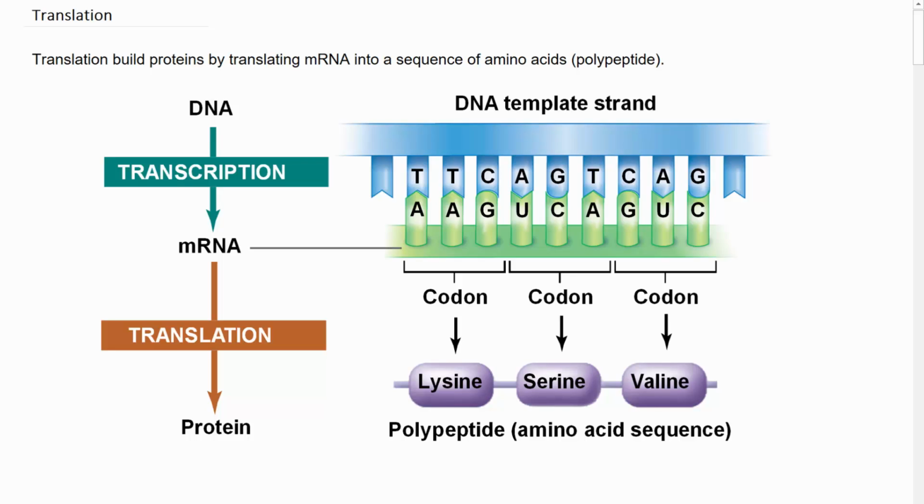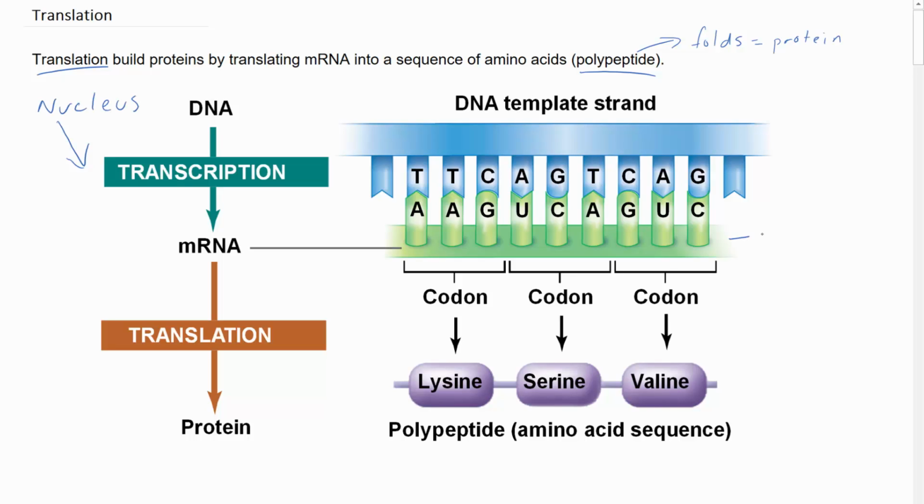The second major stage of protein synthesis is called translation, and translation builds proteins by translating mRNA into a sequence of amino acids, and an amino acid sequence is referred to as a polypeptide. It's not until that polypeptide then folds into a particular shape that it becomes a protein. The first process of protein synthesis is transcription, in which you take a DNA molecule and you code for an mRNA molecule, and this occurs in the nucleus.